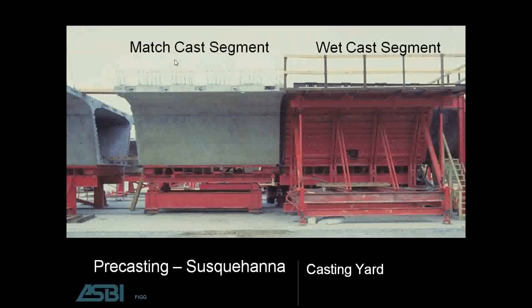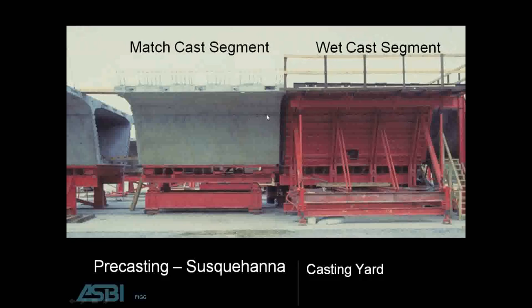You heard me talk about long line casting. Well, the more common method is using the short line method, where you have what we call the wet cast segment in the forms on the right, and then the match cast segment on the left. As you see here, this wet cast segment is cast. Well, let me back up. This forming system is set. The reinforcing cage is installed, and all the appurtenances, the post-tensioning, etc., is placed in there.